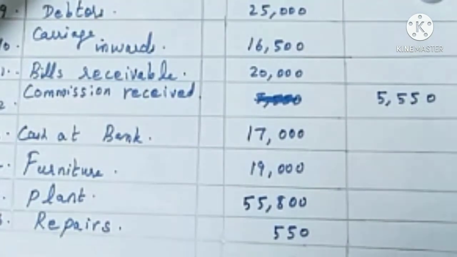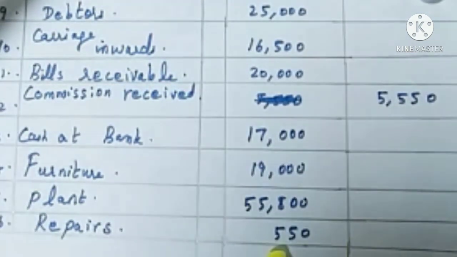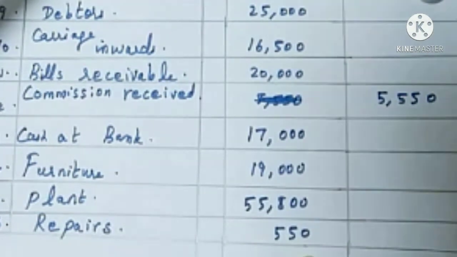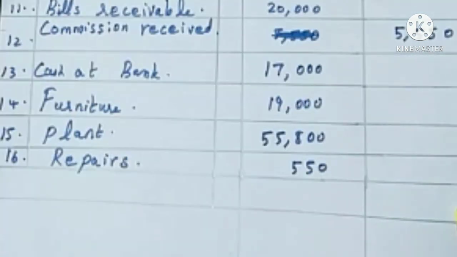After totaling, we got the debit side total as 2,93,200. Then the credit side total as 2,98,200. So which side has got the higher total? The credit side has got the higher total. That is 2,98,200. So we have to write the higher total on both sides.